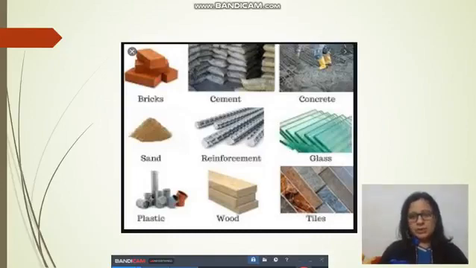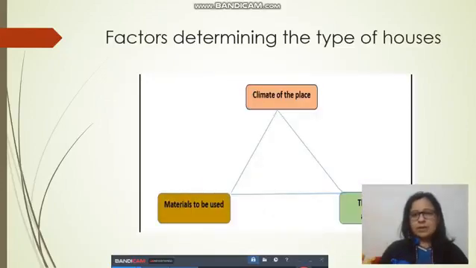So children, from all these pictures and from all these discussions, we conclude that there are mainly three factors which decide the type of house. What are these? The climate of the place, the materials to be used, and last is our budget. Materials and budget I just discussed.